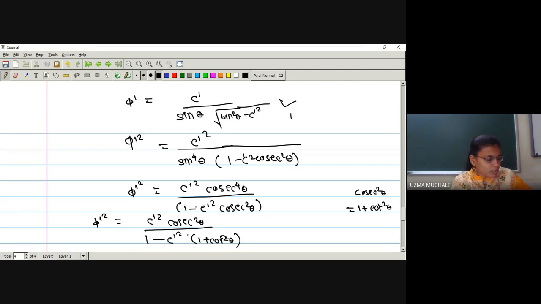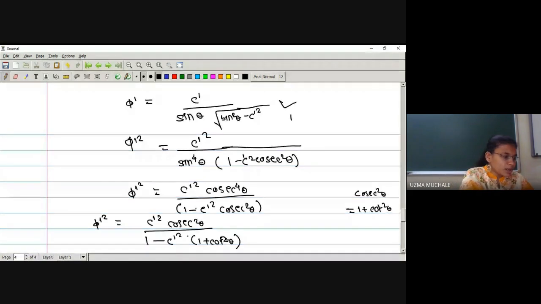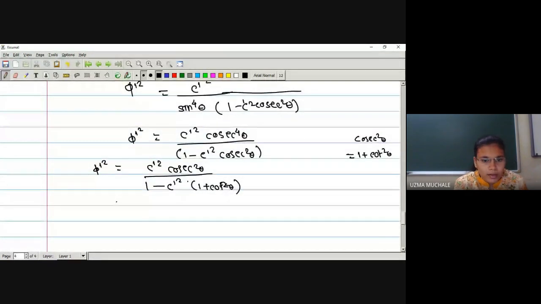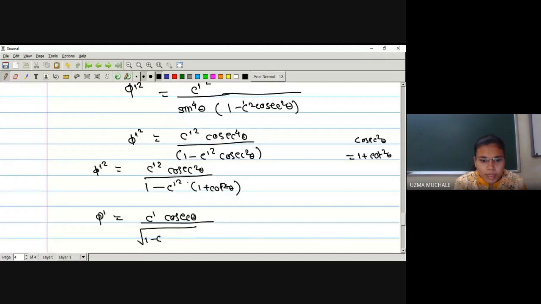Now we will take the constant term outside and solve this integration. For that, we will take under root of 1 minus c square outside. Or rather, first we will just find out the under root. So it will be c dash cosec theta divided by under root of 1 minus c square minus c dash square cot square theta.